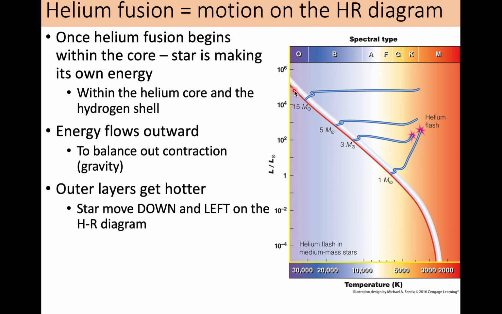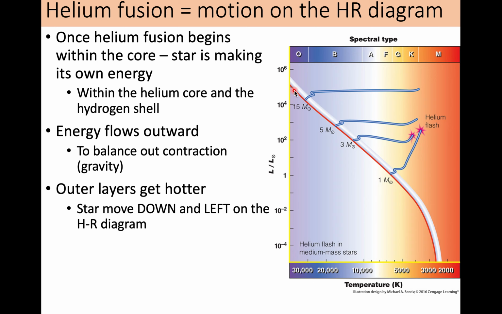So once the helium fusion in the star's core begins, the star is again making its own energy, both in the helium core and in the shell just outside the core that's still experiencing the hydrogen fusion. So the star will begin to send energy outward. Energy will flow outward from the center of the star, especially to balance out the force of gravity, causing the star to contract.